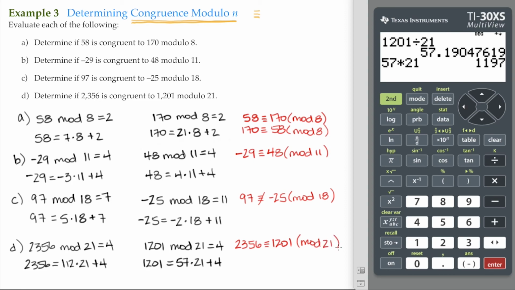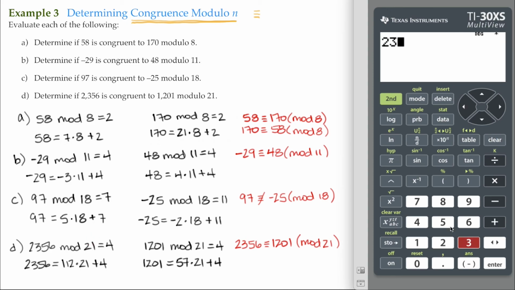And don't forget, we can check the difference between our dividends here, divided by the modulus, should go in evenly. So we'll do that. We'll take 2,356, that's this right here, minus 1,201, that's this one right here. It's 1,155. We'll divide that by 21. And it does go in evenly, so I guess everything's okay. And there we go.